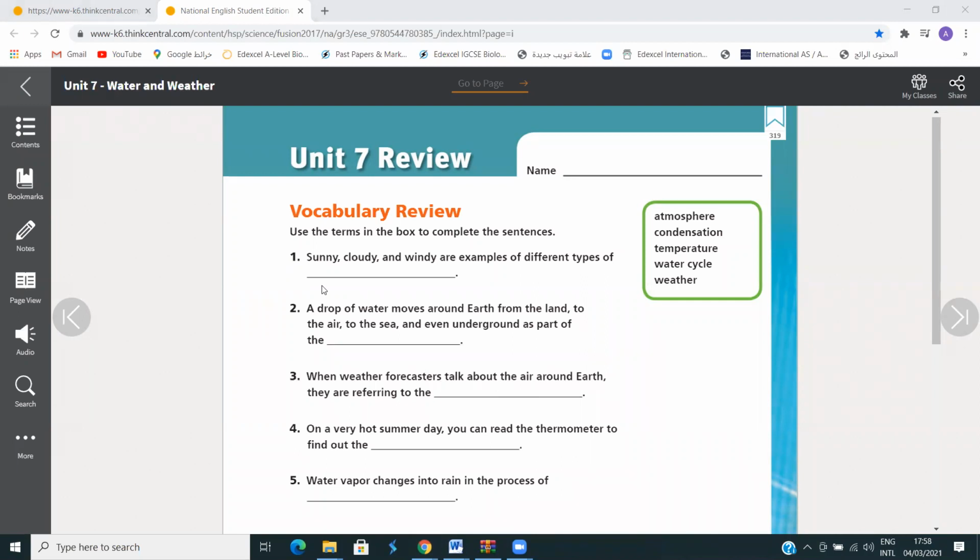Sunny, cloudy, and windy are excellent examples of different types of weather. Excellent. So write weather here.